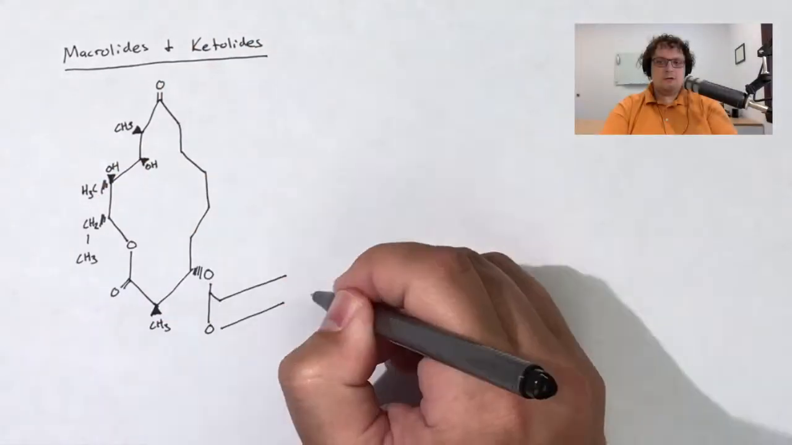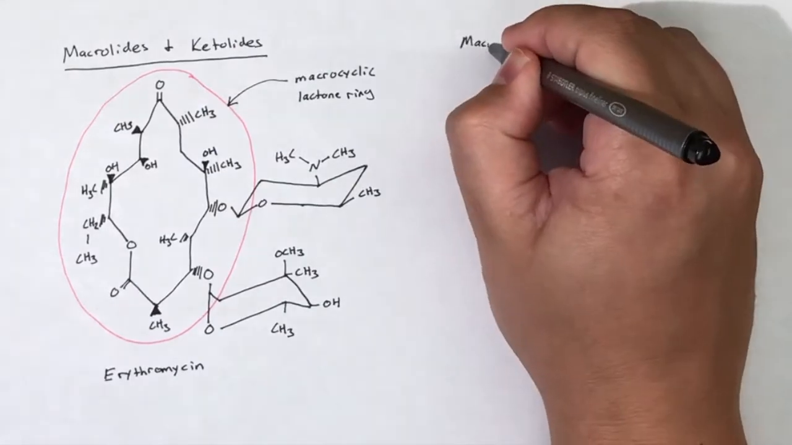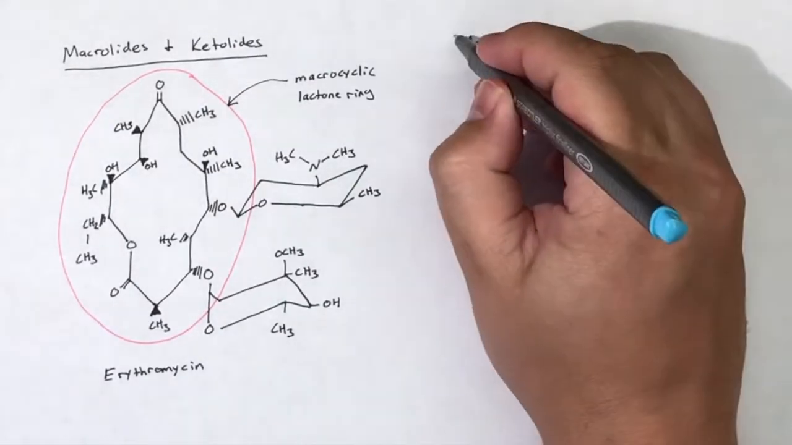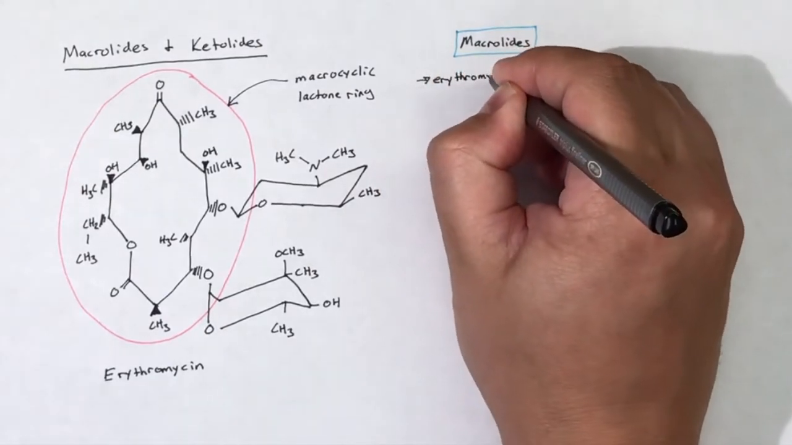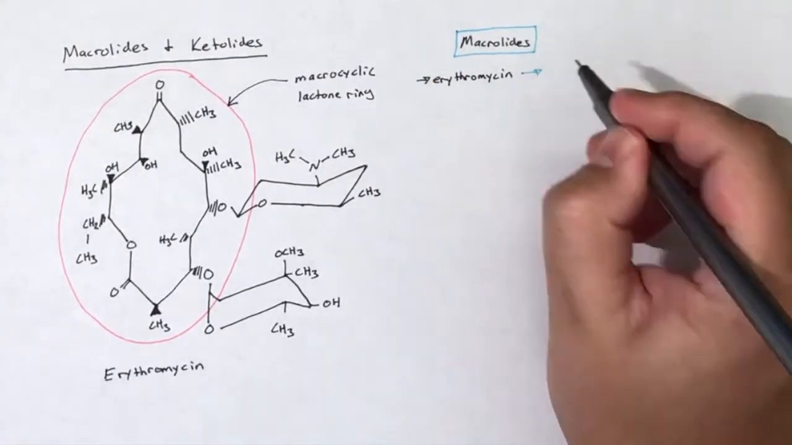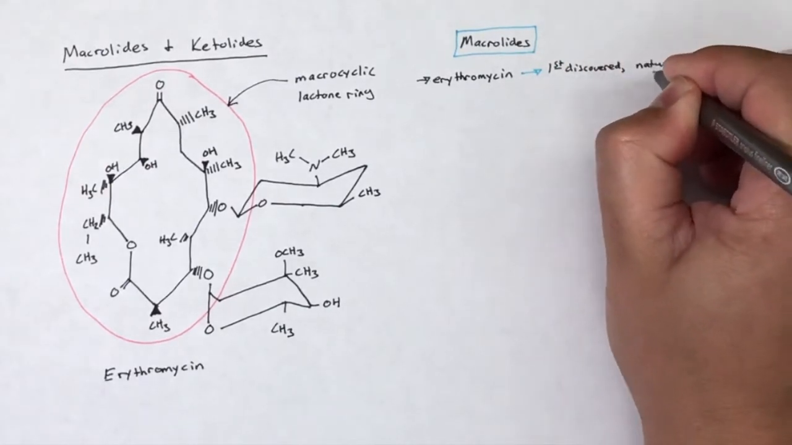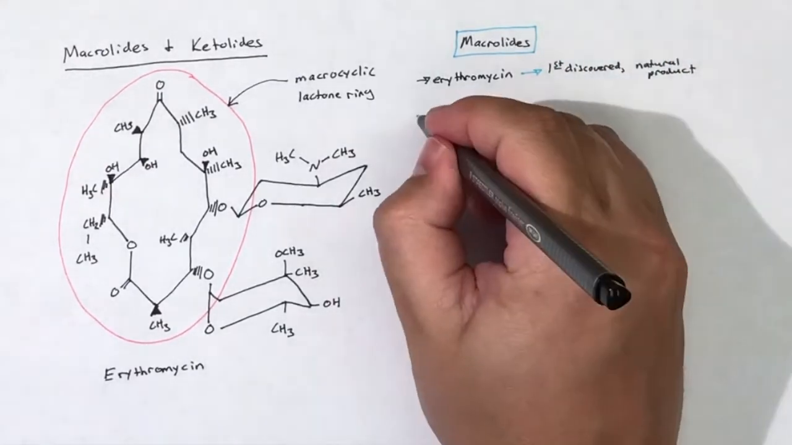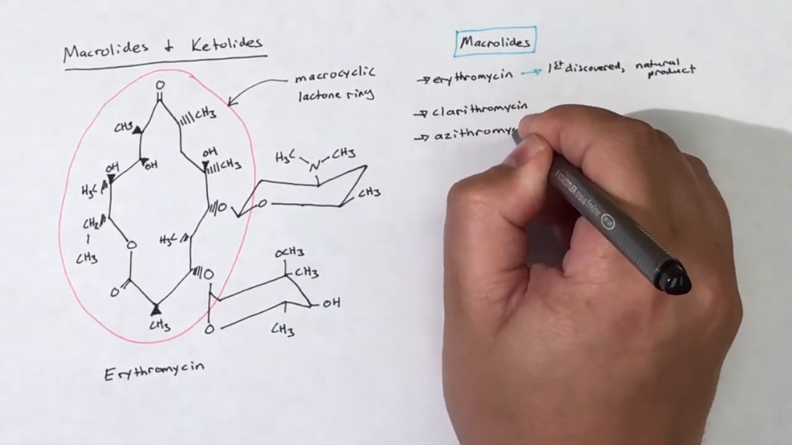Macrolides and ketolides are characterized by a macrocyclic lactone ring with attached deoxy sugars. Four macrolides are used clinically. These include erythromycin, clarithromycin, azithromycin, and fidaxomicin. Erythromycin is the first antibiotic discovered as a part of this class, and it was first isolated from the metabolic products of S. erythrea in 1952.